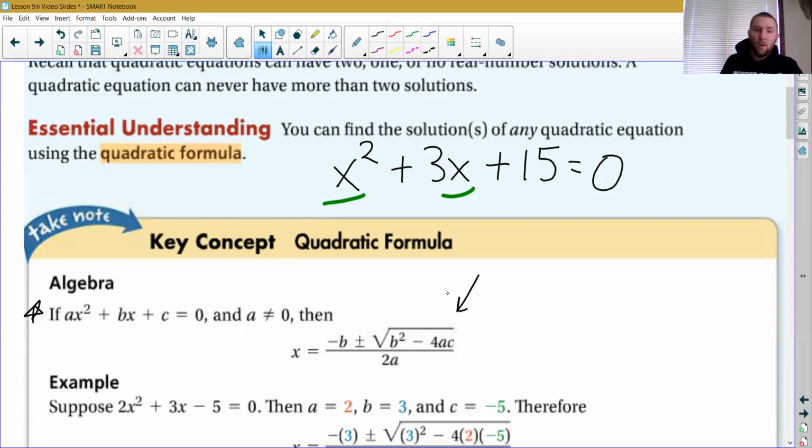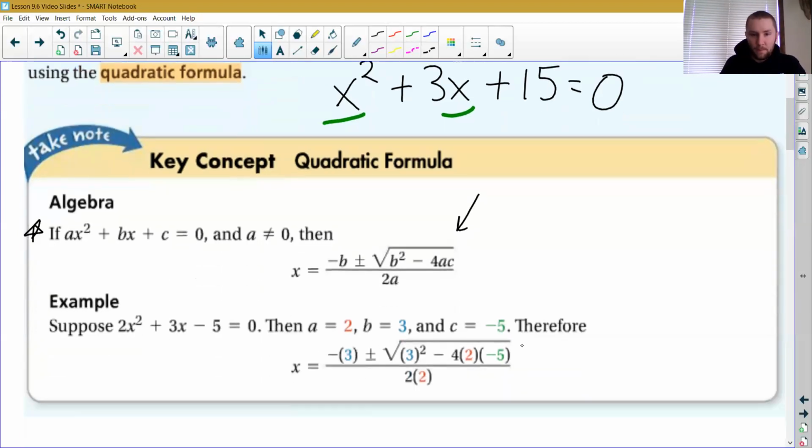Here they show us an example, and we'll go through the math with the example they give us. They have the equation 2x squared plus 3x minus 5 equal to 0. So their a value is 2, their b value is 3, and their c value is negative 5. The minus stays with that number and it becomes a negative 5.